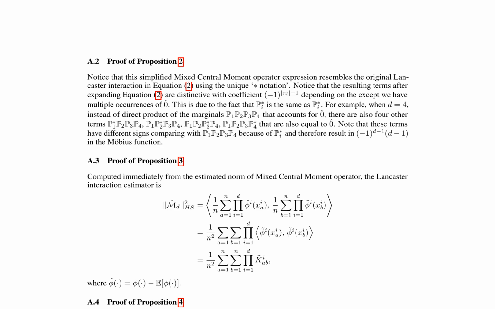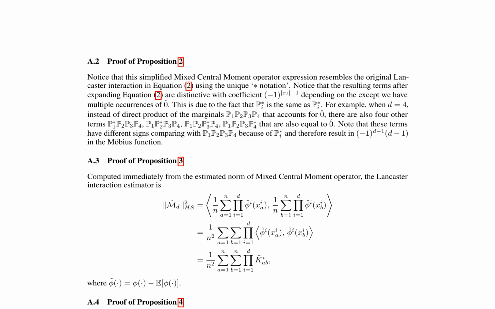The page from the research paper presents a series of proofs for key propositions related to the Lancaster interaction and Streitberg interaction in statistical analysis. It begins with the proof of proposition 2, which simplifies the mixed central moment operator expression to resemble the original Lancaster interaction. This simplification yields distinct terms with coefficients dependent on the number of occurrences of 0.